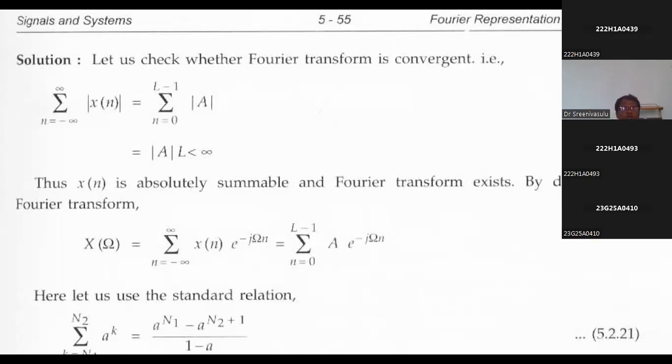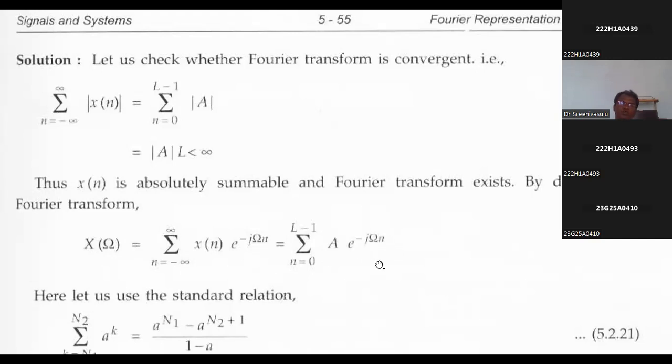Now if you apply this X of omega formula, X of omega is equal to summation of x of n into e power minus j omega n, where the limits are given by the rectangular sequence up to L minus 1, so n equal to 0 to L minus 1. This x of n has amplitude A. Anyway, A is a constant, so you write it outside, and the n limits are from 0 to L minus 1 of e power minus j omega whole power n.